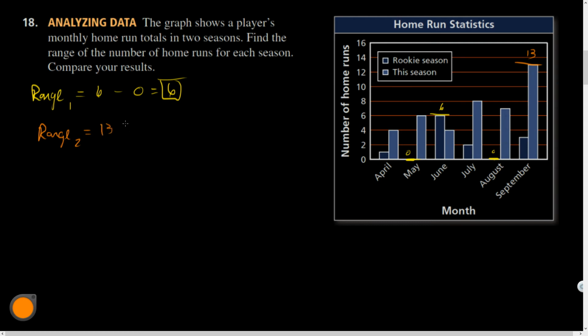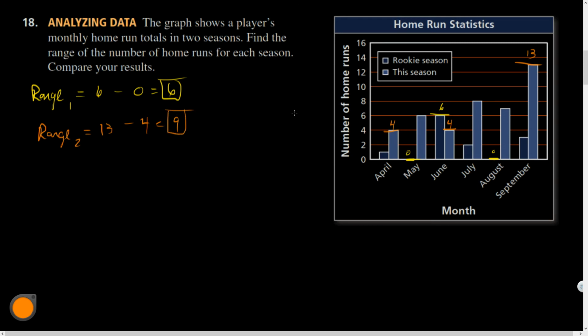And what was their lowest for year 2? Those are the light blue bars. Yeah, it looks like they had 4 here and 4 there. So 13 minus 4 is 9. So this is an interesting thing.